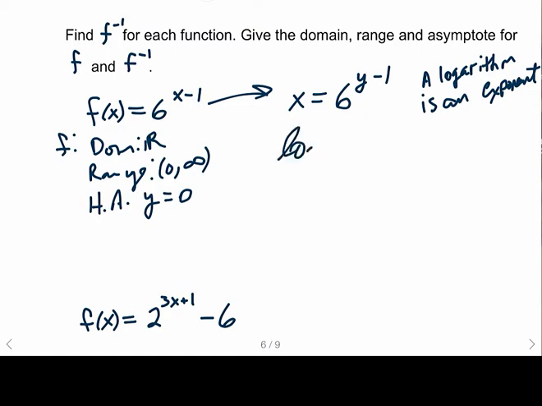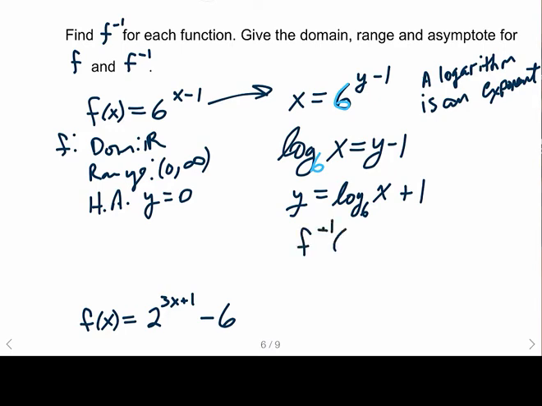And so I'm going to write down the log of x is equal to y minus 1, because a logarithm is an exponent. But wait a minute, what's the base? The base was 6. And so this is log base 6 of x is equal to y minus 1, which means that y is equal to the log base 6 of x plus 1, and that is our f inverse. So f inverse of x is equal to log base 6 of (x) plus 1, and I'm going to put the x in parentheses to make it really clear that the 1 isn't part of the argument of the logarithm.